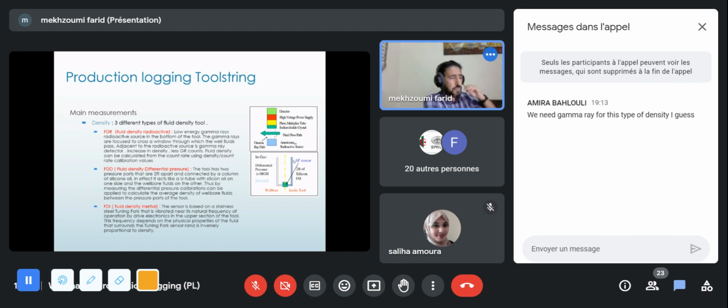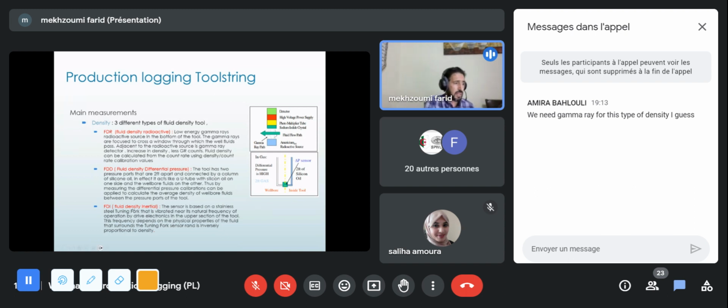So this one is differential, and with differential we always have what we call the friction effect, because when you have flow, you have friction. So we need to make a correction for the friction effect. Otherwise, for the FDR, no need.